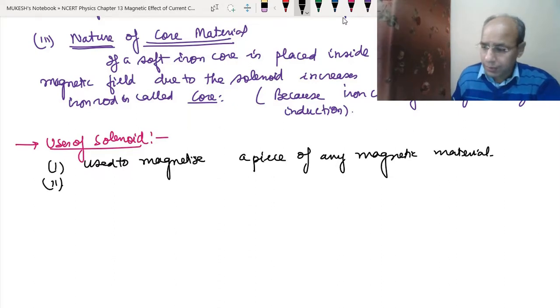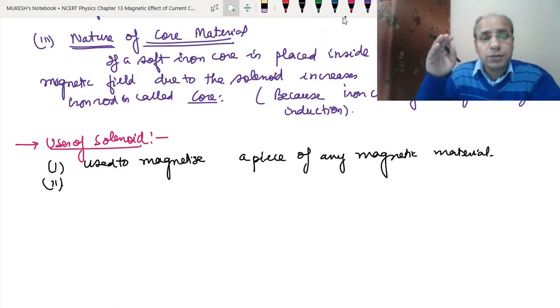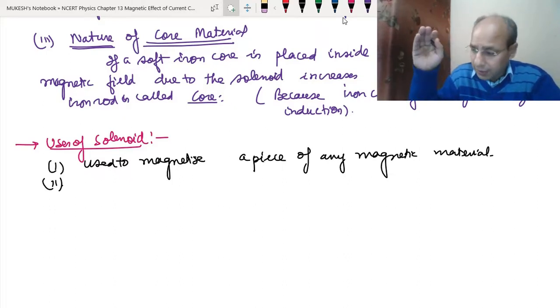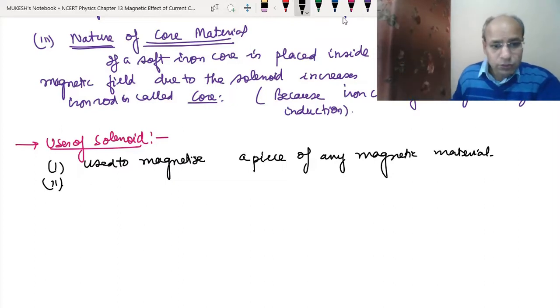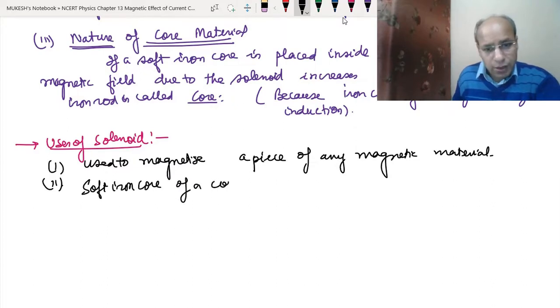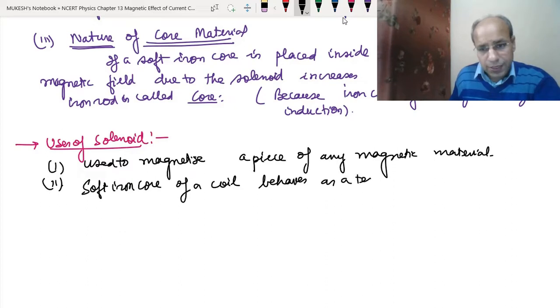Number two, we told you about the soft iron core. If we put the soft iron core, then it becomes an electromagnet, and it behaves like a temporary magnet. The soft iron core of a coil behaves as a temporary magnet.